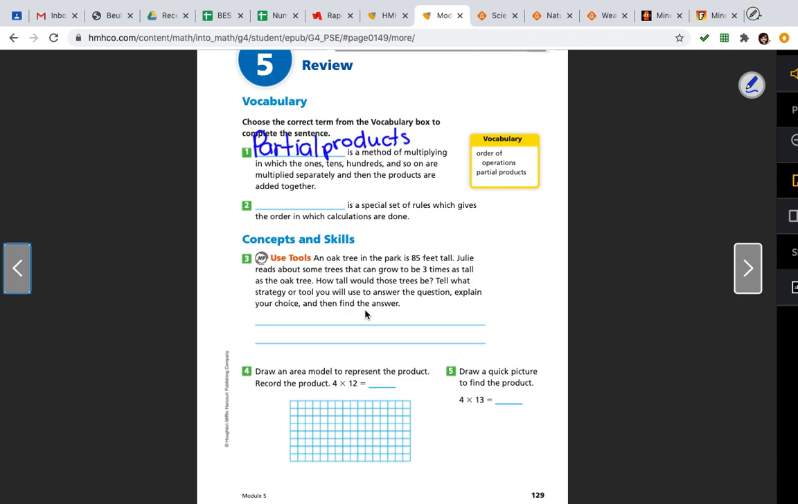Question number 2. Blank is a special set of rules which gives the order in which calculations are done. This is the order of operations. And we call this PEMDAS. Please excuse my dear Aunt Sally. Order of operations.